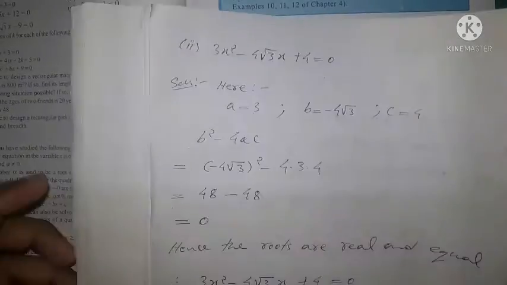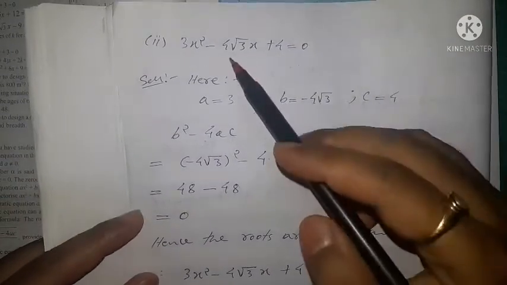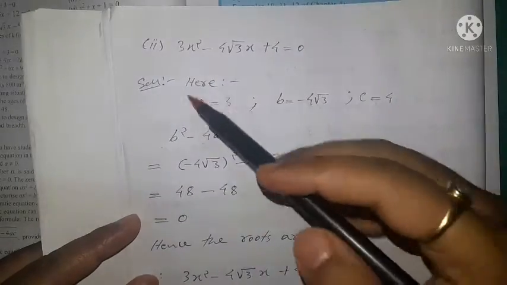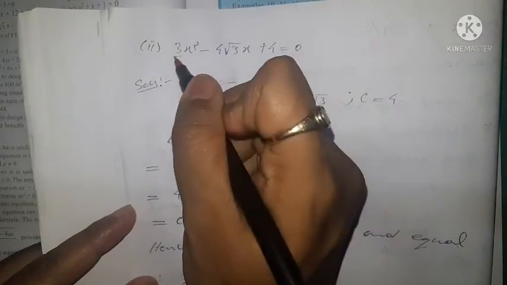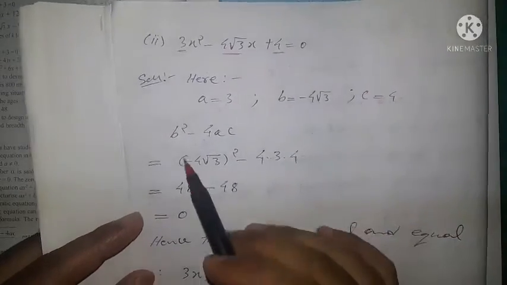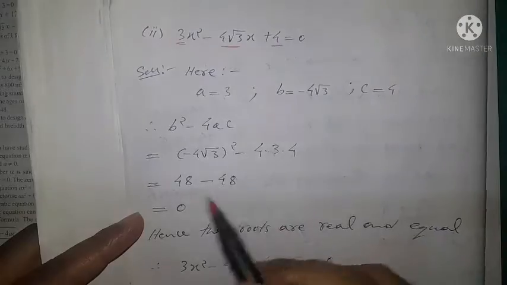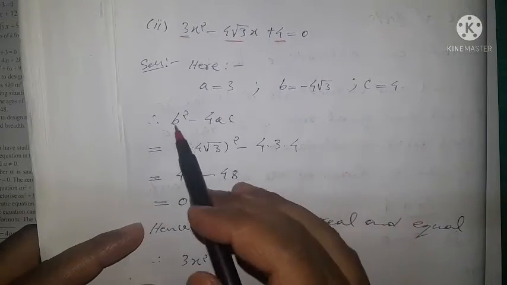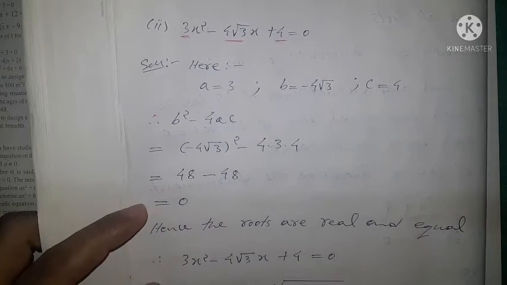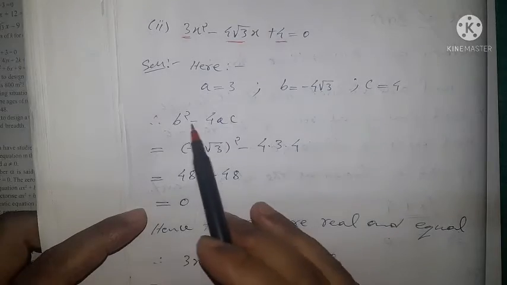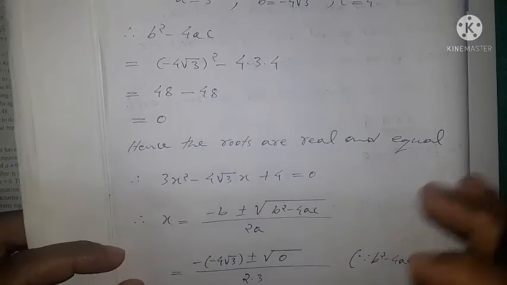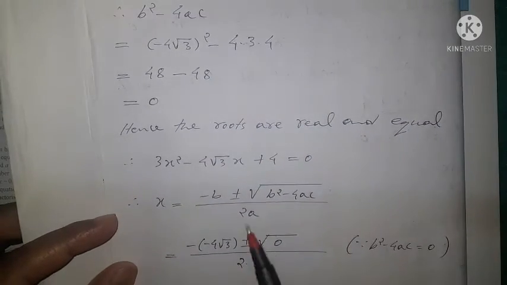Then question number 2. Question number 2, it is given that 3x square minus 4 root 3 x plus 4 is equal to 0. This is the question which is given in Roman number 2. Here the value of a is 3, the value of b is minus 4 root 3, and the value of c is 4. So therefore b square minus 4ac. So what is the value of b square minus 4ac? If we substitute the value of a, b, c here in this equation, b square minus 4ac, we get 48 minus 48, that is 0. So that means it satisfies the second condition, where it is said that if b square minus 4ac is equal to 0, the roots are real and equal. We will get real and equal roots. So hence the roots are real and equal.